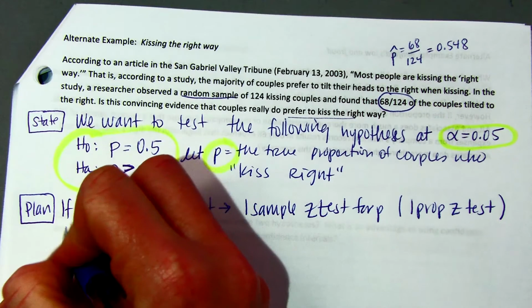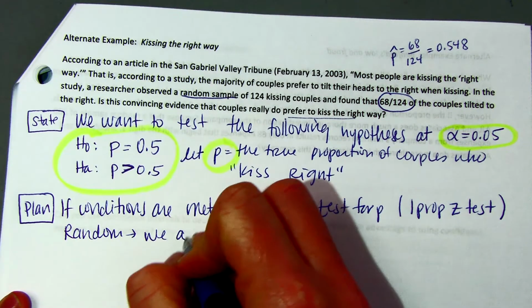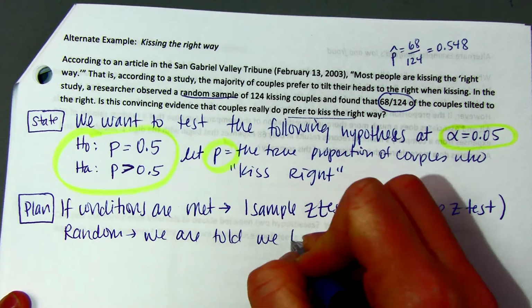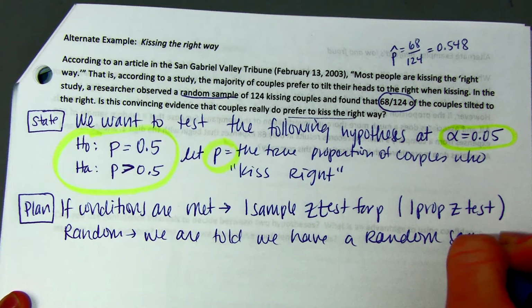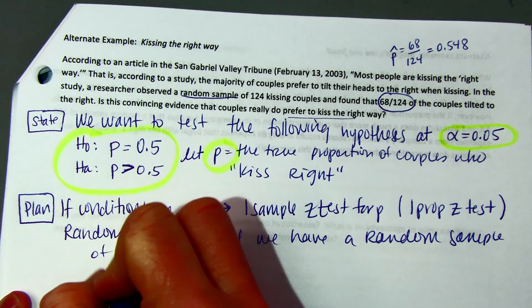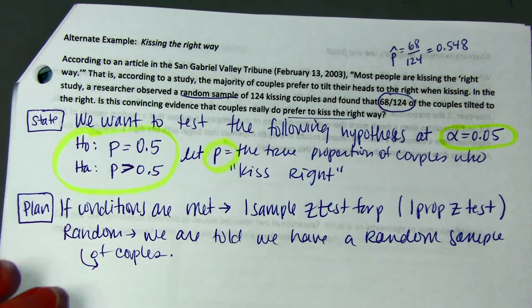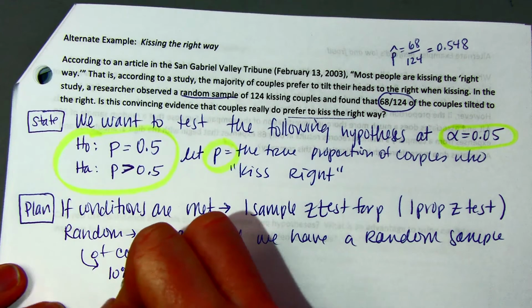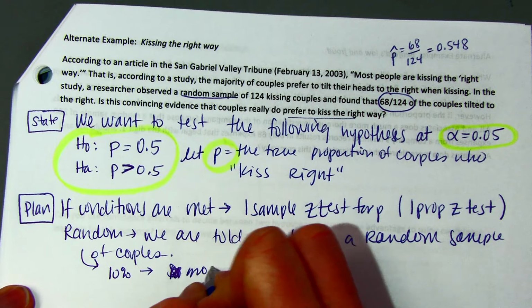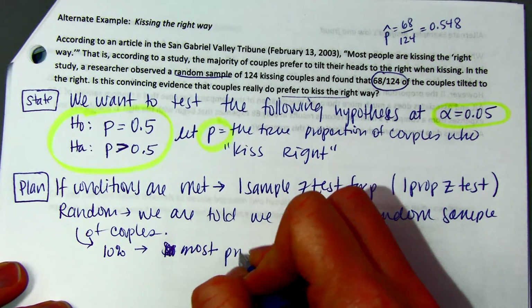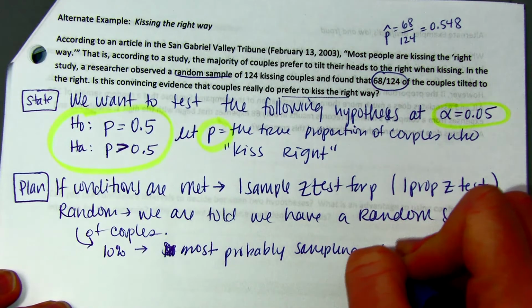Check our conditions: random. We are told we have a random sample, a random sample of couples. I'm thinking that we're probably sampling without replacement, and so I'm going to check the 10% condition. We are sampling, most probably, without replacement.